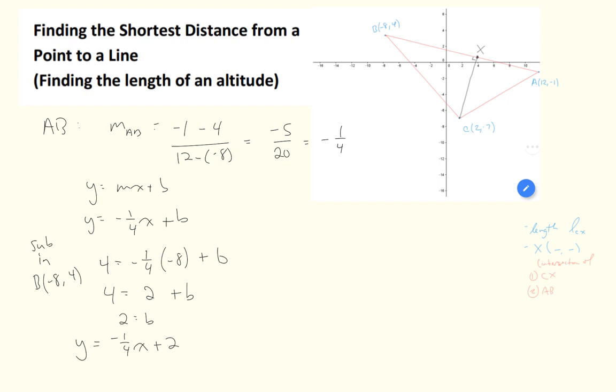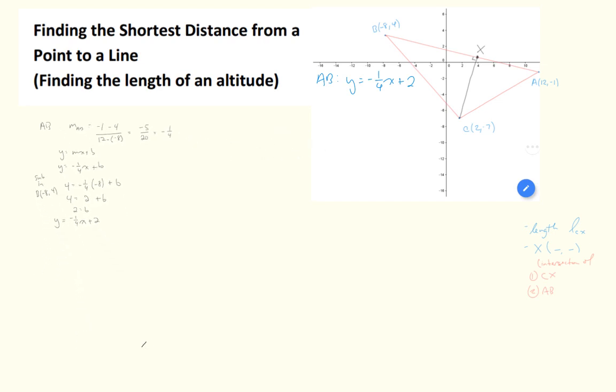So let's call that the line for AB. Let's put that, I suppose, over here. That AB is y equals negative 1/4 x plus 2. Great. So if we get that information out of the way, then we can call this done. And we need an equation of this line, CX. Why do we need the equation of this? Because X is the point that we want, and X is the intersection of that line and that line.